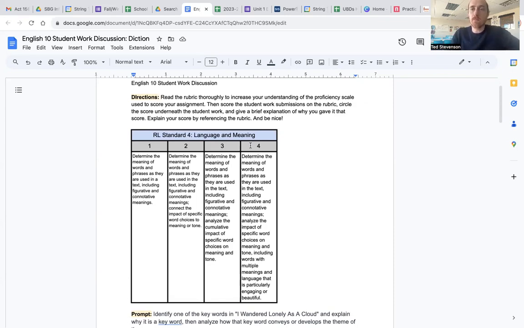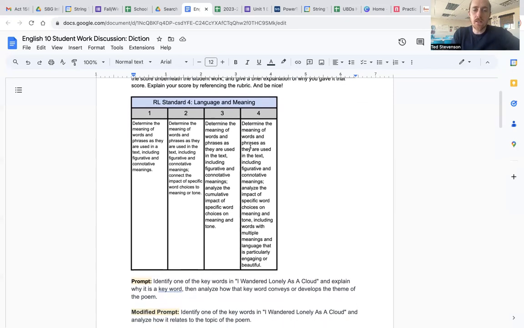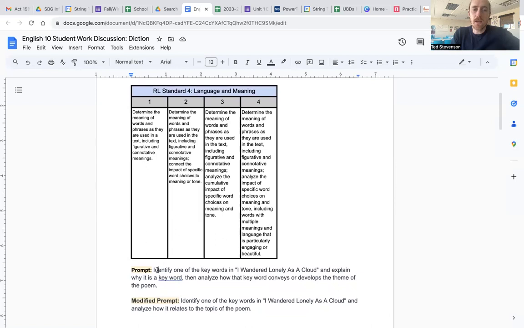In this case, we're talking about poems because that's the unit we're doing. So I'm asking students, as you can see in the prompt down here, to identify a keyword in this poem, "I Wandered Lonely as a Cloud," then to explain why it's a keyword, and then analyze how that word conveys or develops the theme of the poem. Okay, and you can kind of see how the language in this prompt reflects the language in the standard.